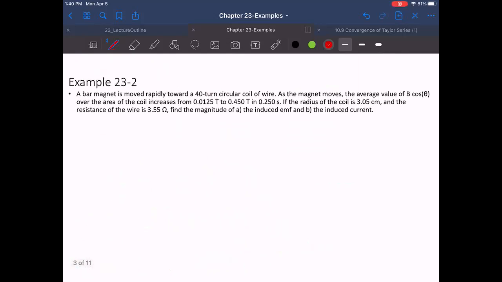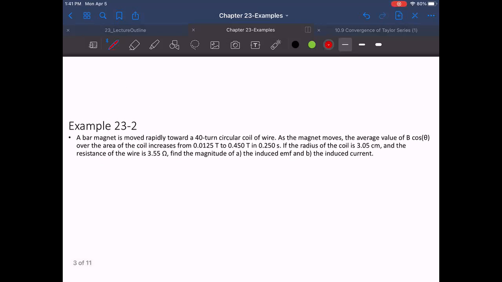So a bar magnet is moved rapidly toward a 40 turn circular coil of wire. As the magnet moves, the average value of B cosine theta over the area of the coil increases from 0.125 Tesla to 0.450 Tesla in 0.25 seconds. If the radius of the coil is 3.05 centimeters and the resistance of the wire is 3.55 ohms, find the magnitude of A, the induced EMF, and the induced current.